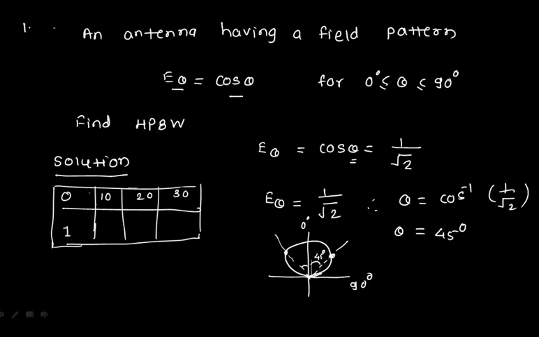So ये वाला value यहाँ पे मिलेगा. So always whenever we are getting a theta, to get a half power beam with double that theta. So 2 into 45 degree, whatever you will get is nothing but the 90 degree. So half power beam width in this case will be 90 डिग्री.